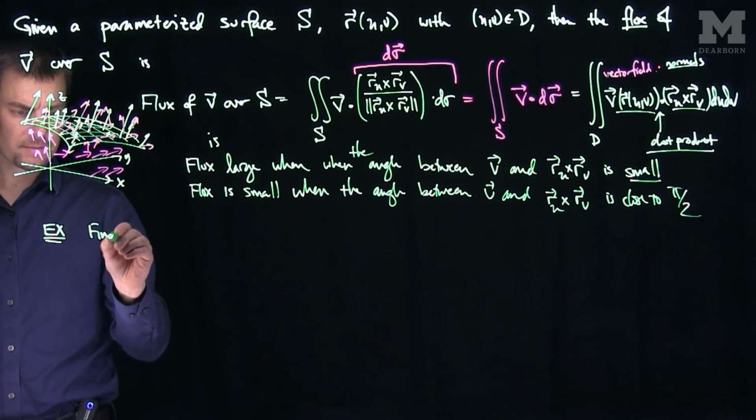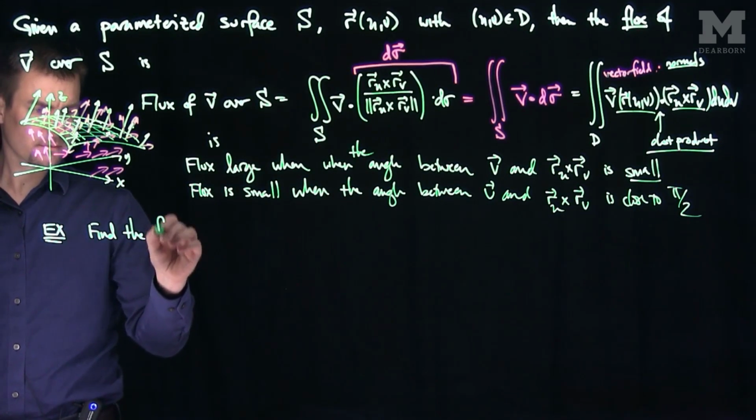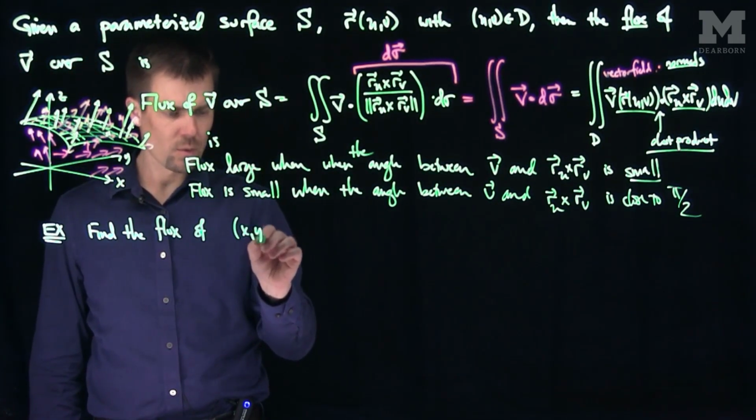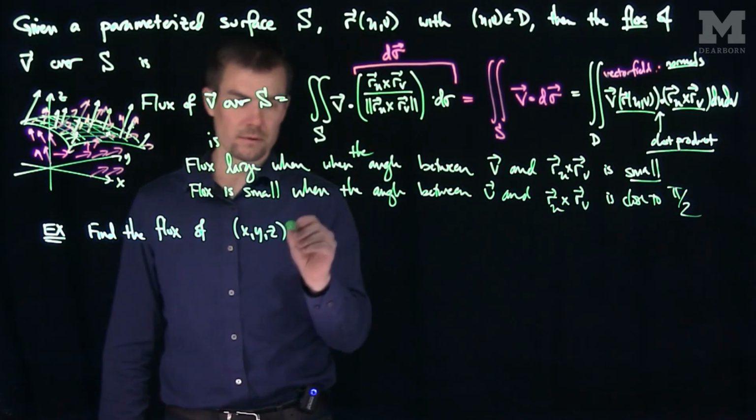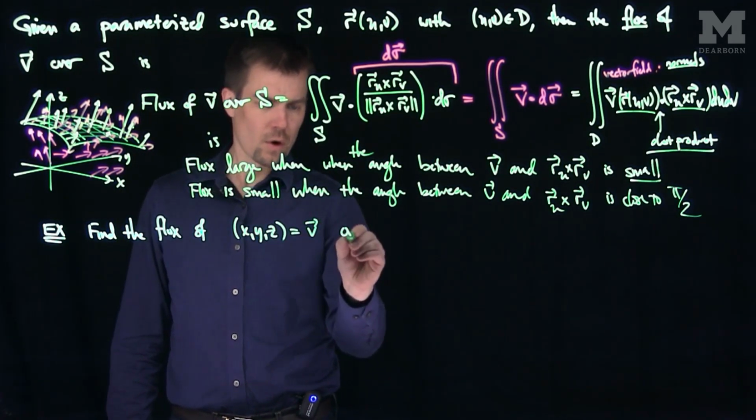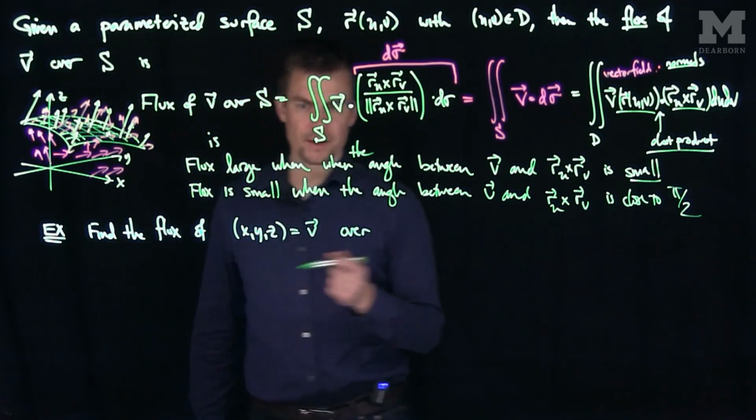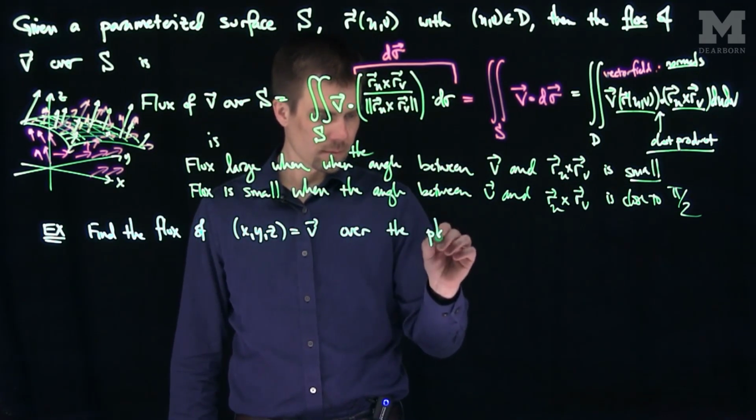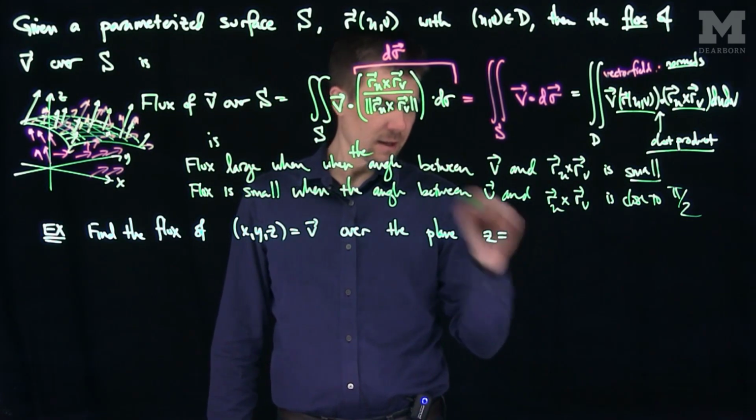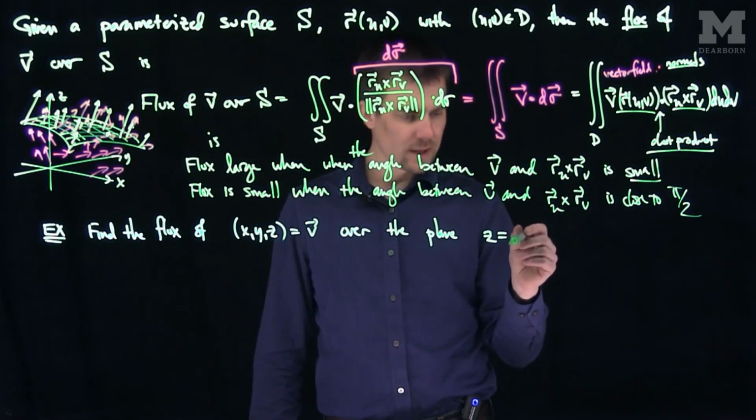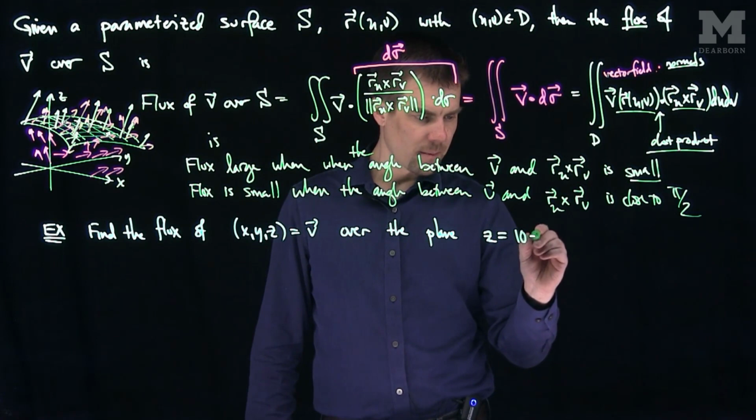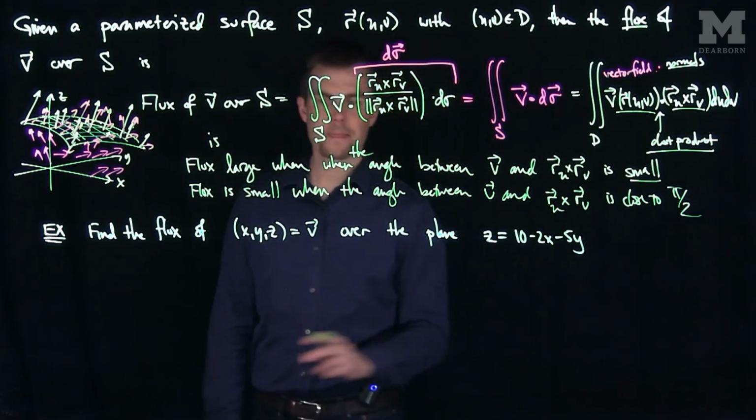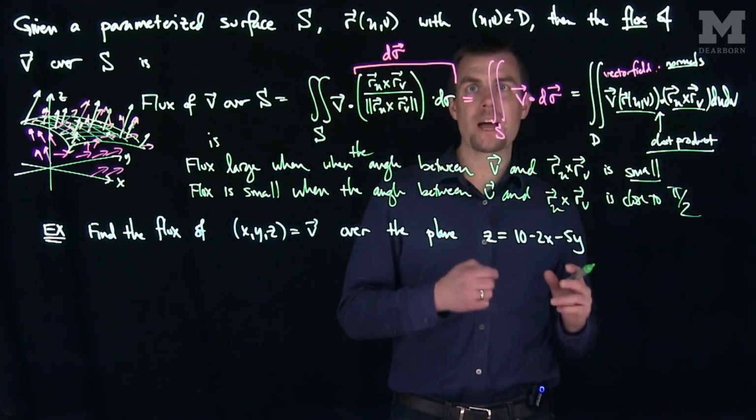Let's find the flux of this vector field, x, y, z, that's my vector field v, over this plane. Z is equal to, let's do a 10 minus 2x minus 5y. Okay? So what we'll do is we'll parameterize our surface.